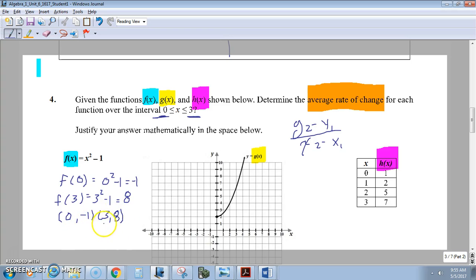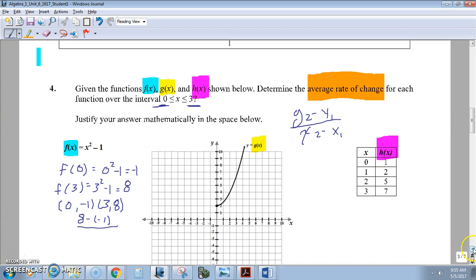So now I can put those numbers into my formula. So my y values on top, 8 minus negative 1, over my x values, 3 minus 0. So my average rate of change for this first one is 9 over 3. I can also simplify that down to just 3, right? So my average rate of change for f of x between 0 and 3 is just 3.